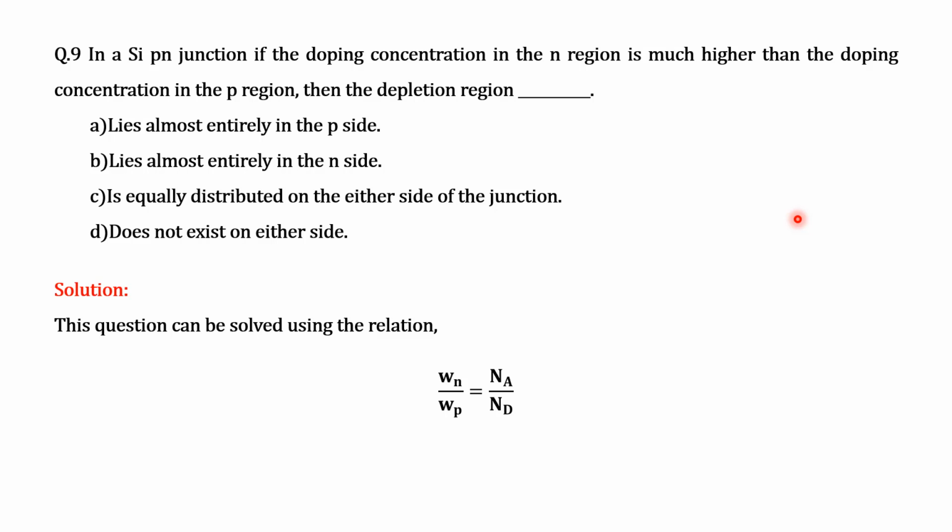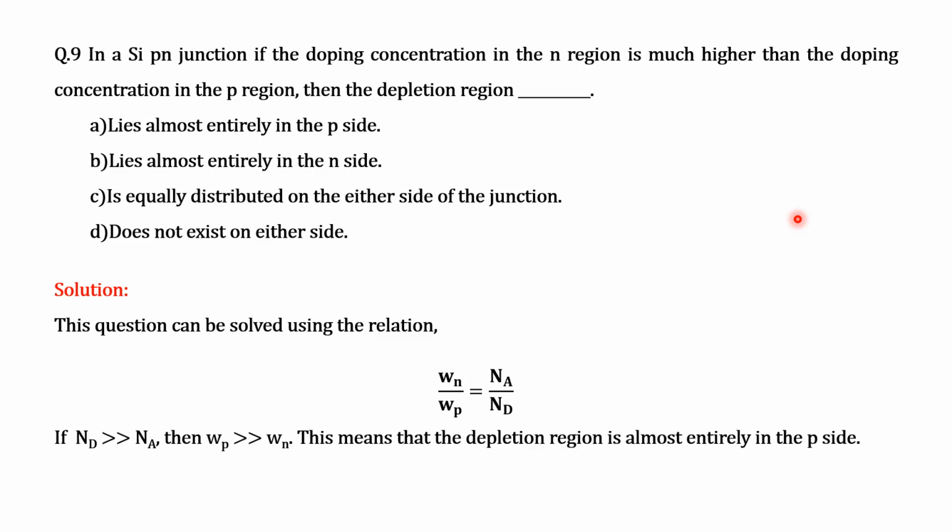Therefore, Wn by Wp equals Na by Nd. Here it is given that the doping concentration in the N region is higher, which means that Nd is much greater than Na, which means that Wp would be much greater than Wn. That is, the width on the P side would be much greater than the width on the N side, which means that the depletion region will lie almost entirely in the P side itself. Therefore, for this particular question, the answer would be: lies almost entirely in the P side.